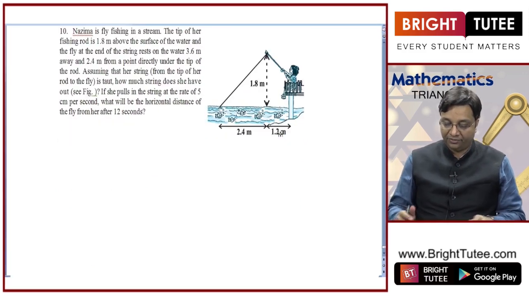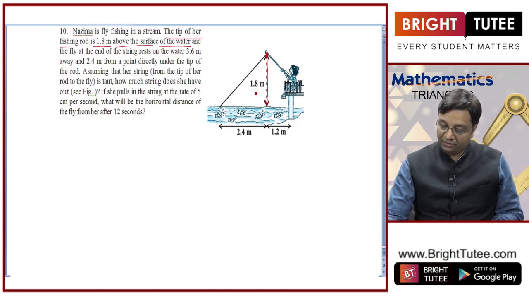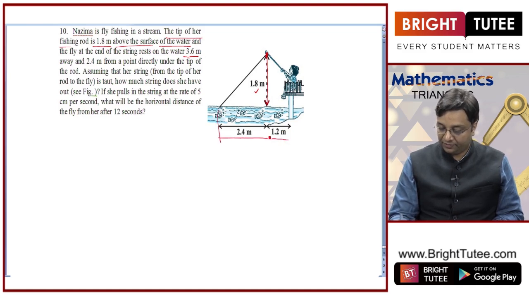Now Nazima is fly fishing in a stream. The tip of her fishing rod is 1.8 meter above the surface of water. So this is the tip and this is above this surface of water, and this is 1.8 meter, okay. And the fly at the end of string rests on the water 3.6 meter away. So this distance here is 3.6 meter.